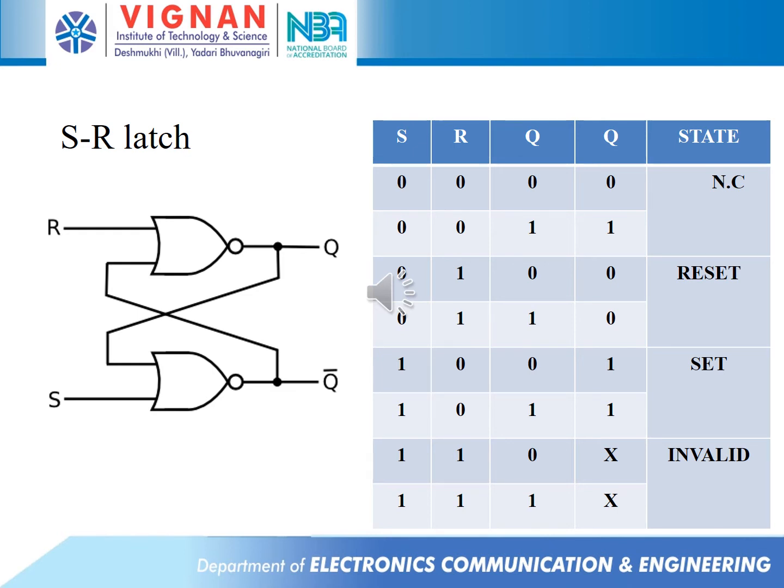So for the 0, 0 condition, the present state is the same as the next state. So this state is defined as the no change state. For 0, 1 inputs, the state is 0. So this is called the reset state. For the 1, 0 combination, the state is 1. So this is called the set state.